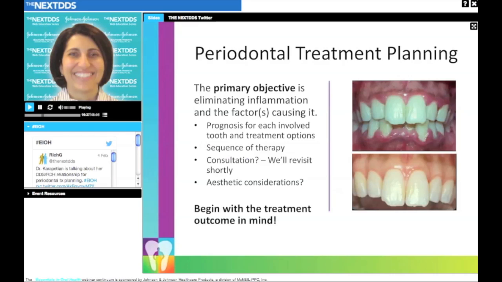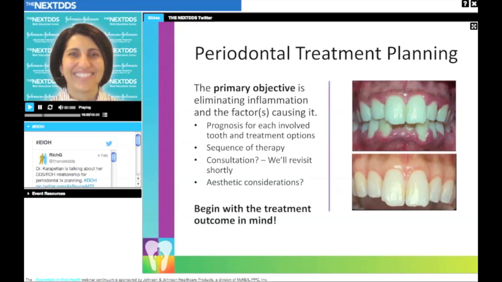We also need to determine what the sequence is going to be. Is the patient going to need consultations with an endodontist, with an orthodontist, with an oral surgeon, or their primary care physician? Do we need to get an endocrinologist or another specialist involved in all of this? So we need to determine all of these things before we can actually initiate care for the patient.